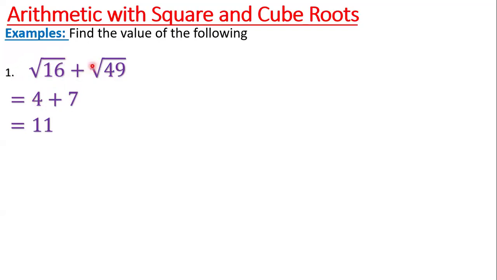Then we have the square root of 49. What's the square root of 49? 7. Why is the square root of 49 7? 7 times 7 is 49. Good. And then we have to do what? Add them, right? So we say the answer is 11. 4 plus 7 is 11. I understand it.